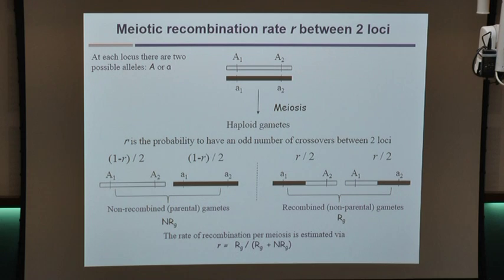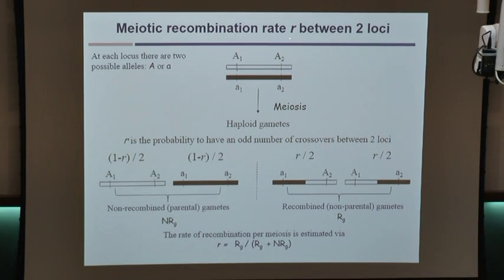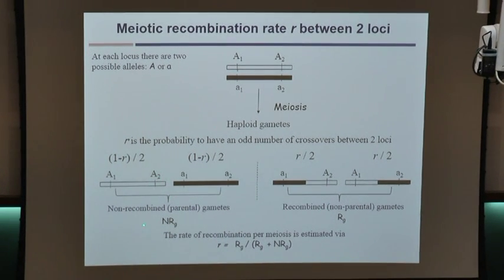So just to make it clear, if you have a heterozygous state here, after meiosis, there are basically four possible gametes that can be formed. Two which are of the parental type, and two which are of the recombined or non-parental gametes. If you say that the probability to have an odd number of crossovers between the two loci is r, small r, then the probabilities of these gametes are given as follows.